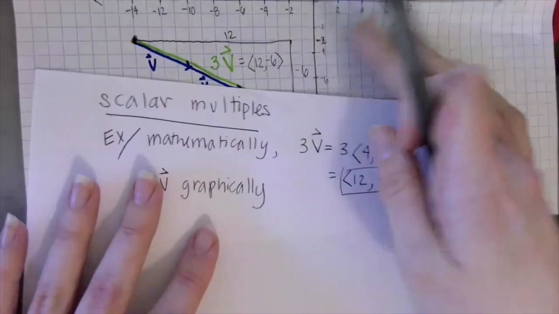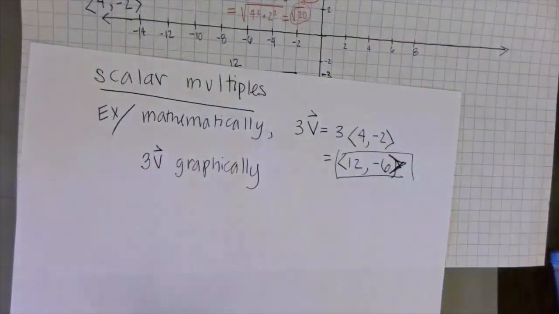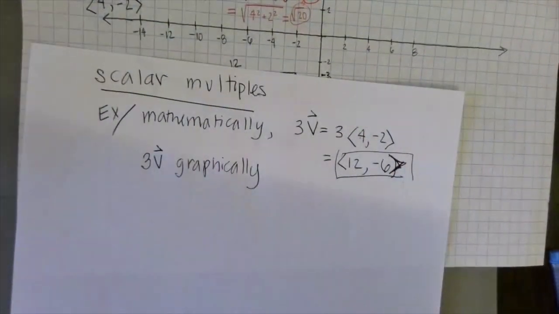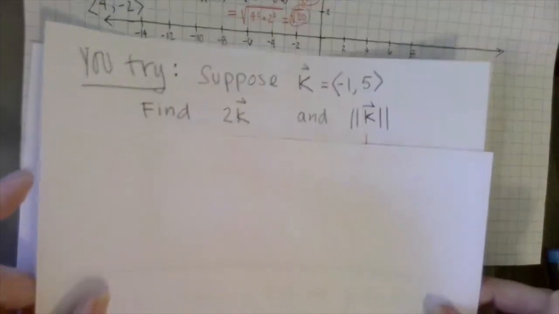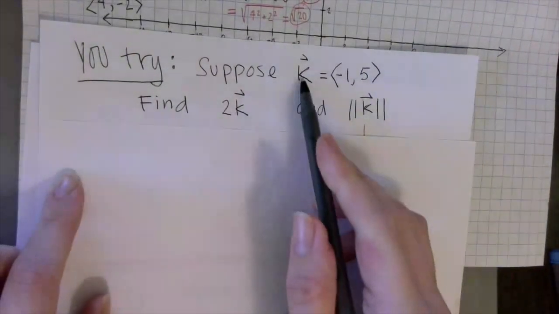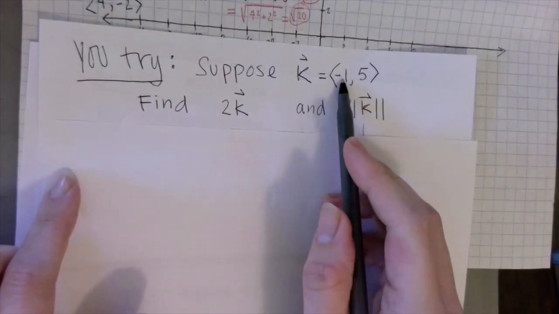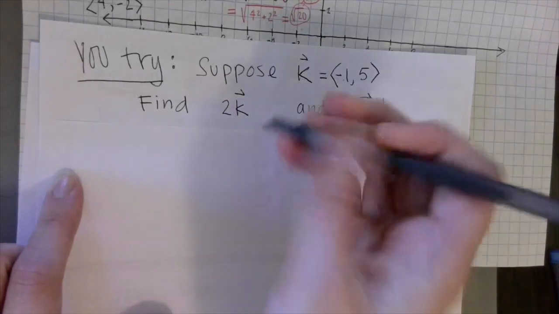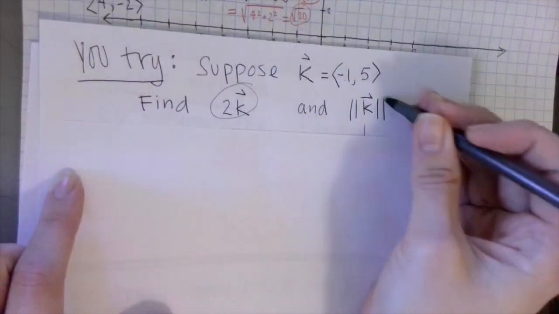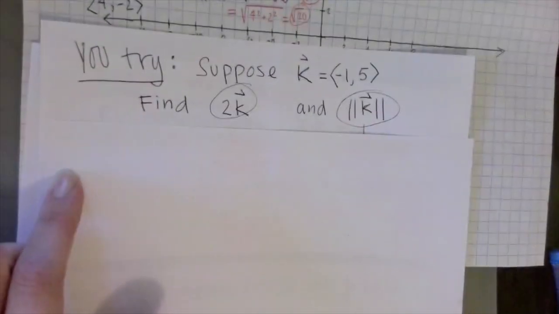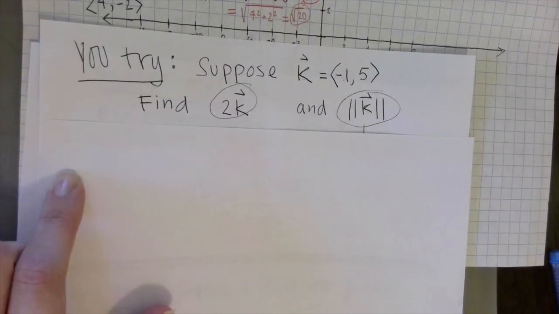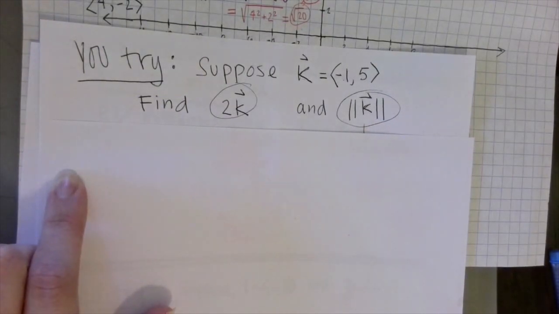Okay, so I'm going to leave that up there. And now you try. Suppose vector k equals negative 1 comma 5. I would like you to find these 2 items. I'm not going to read them because that'll give you a clue. Pause the video and work out those 2 problems.